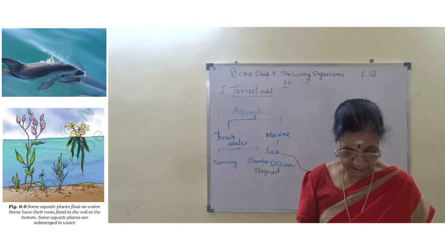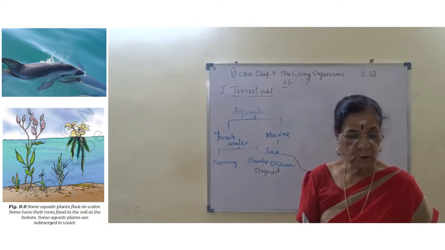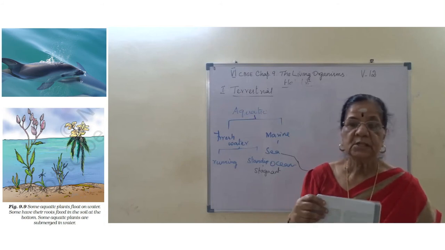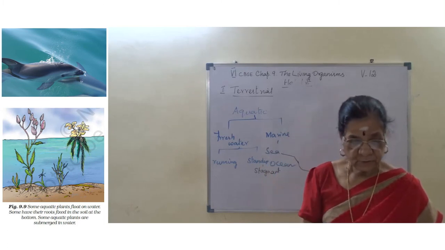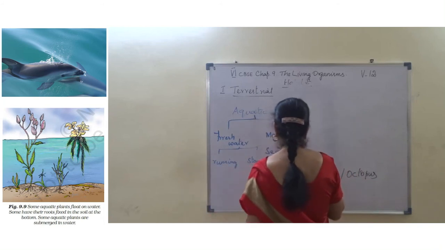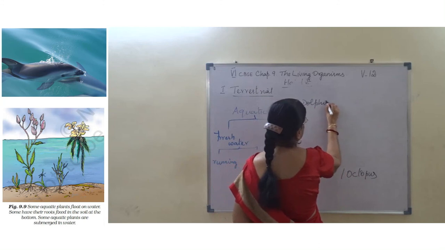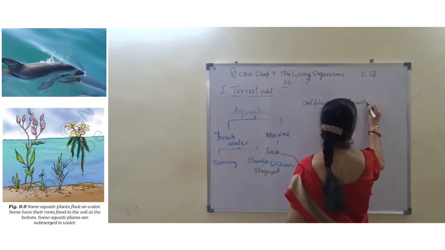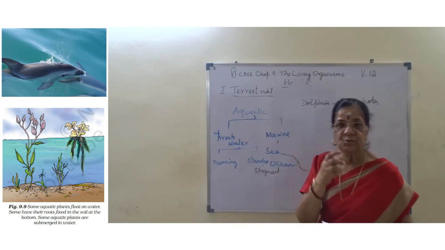Now there are some sea animals like dolphins and whales which do not have gills. Dolphins and whales do not have gills. They breathe in air through the nostril or blowhole. The dolphin breathes through the blowhole. It is called the blowhole.